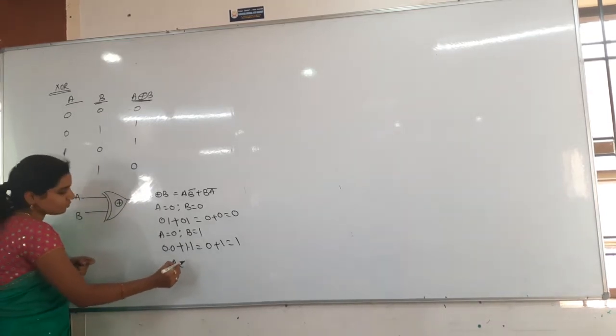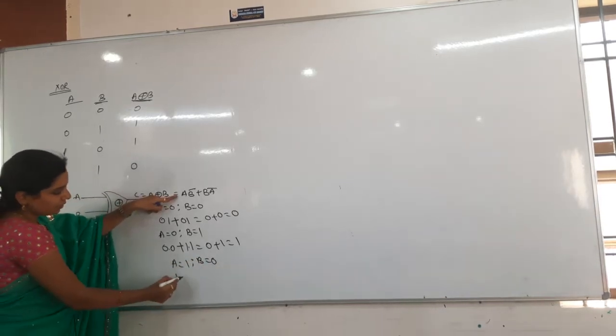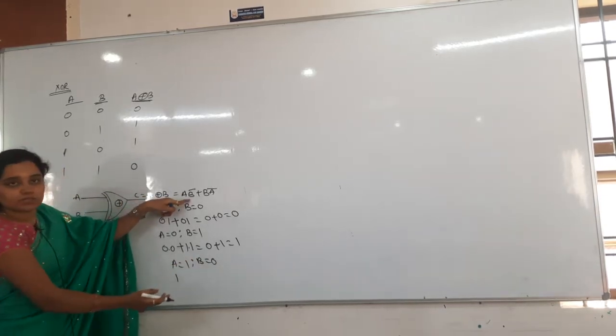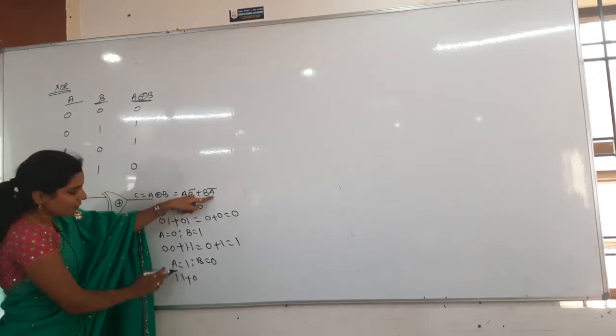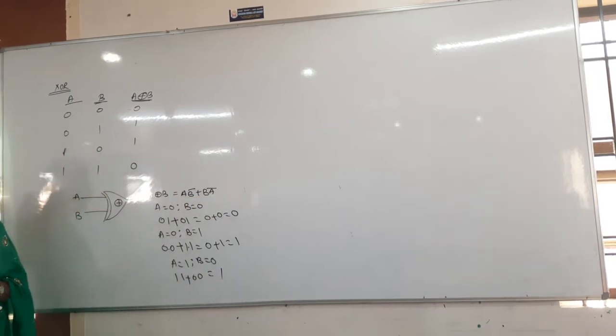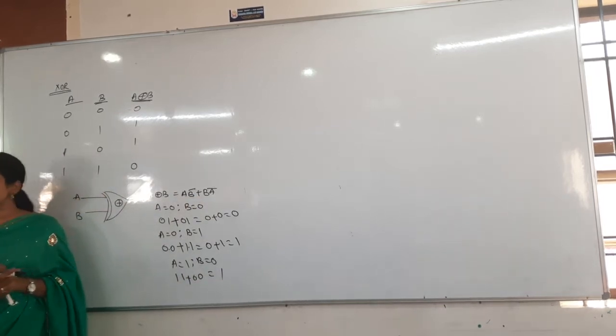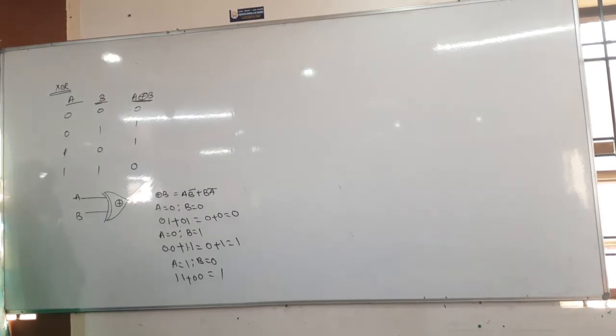Next one: A is 1, B is 0. B bar: 0 bar is 1. Plus B is 0, A bar is 0. So what is the answer? 1 again. In the same way, the last one we will get 0. Clear? That is how you have to check the truth table. You don't need to draw so many rows; simply by the Boolean expression we can do that. Then that is about the XOR gate.